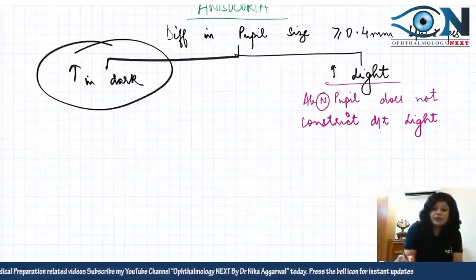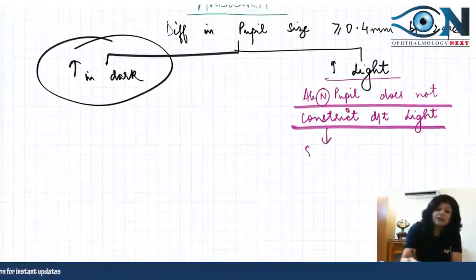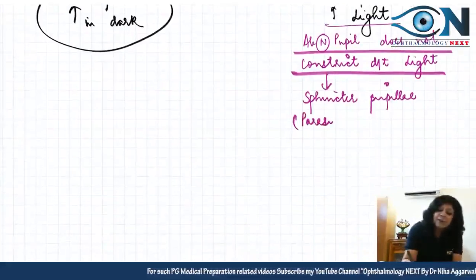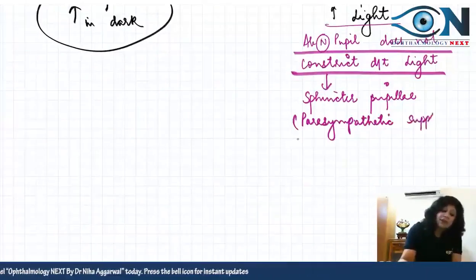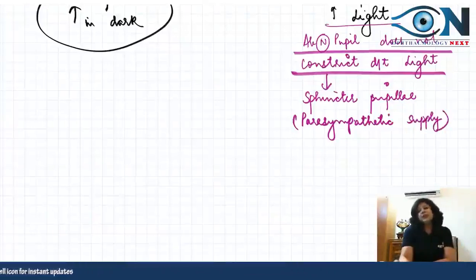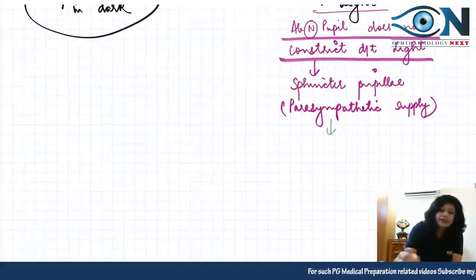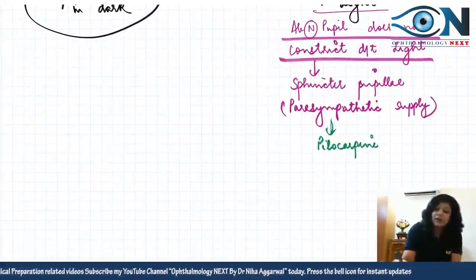So now what happens? The abnormal pupil is not constricting. So constrictor fibers, here is your sphincter pupillae. That means the impulse is not reaching the sphincter pupillae muscle, and here we have a problem with the parasympathetic supply, and not the sympathetic supply. Okay, now what you are going to do, we will give the pilocarpine. Next important test is that we have to give the pilocarpine.